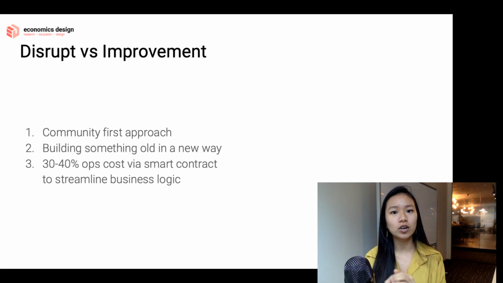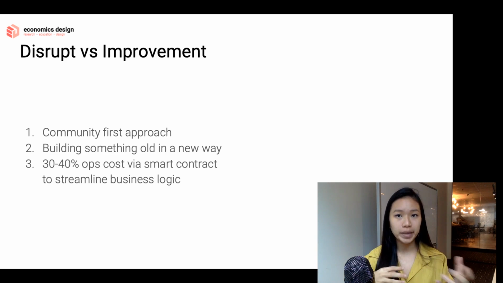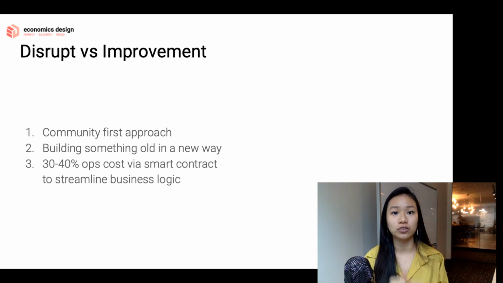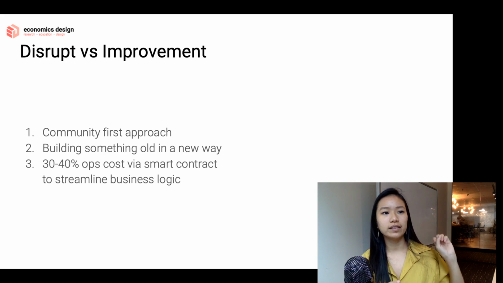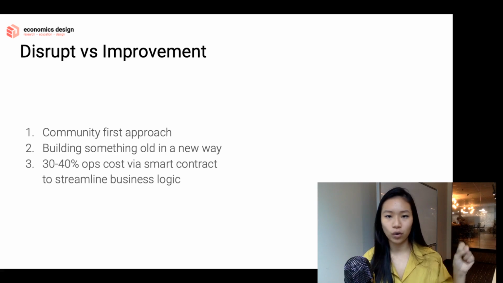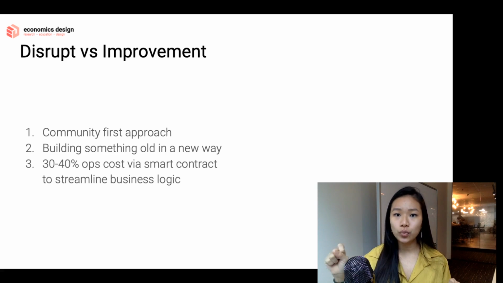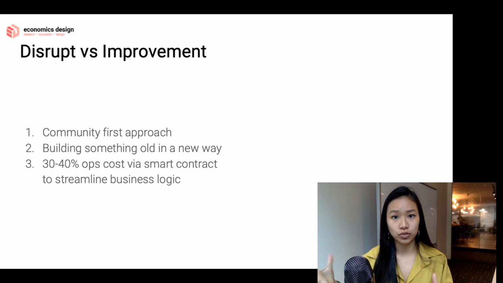So the entire community first approach, especially in insurance, is how do you assess the different risks? How do you allocate the risk properly? How do you reward people who are willing to take on the risks? So these are community first approaches. The other thing is we're going to build something old in a new way. So something old is insurance. Insurance is a very old model. But we're going to build it in a new way because we're building it on a new technological stack.